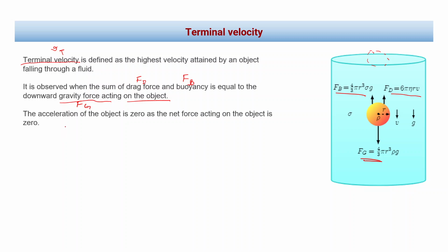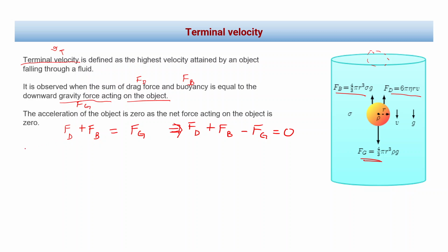If I write the equation, it will be the drag force, which is acting upward, plus the buoyant force, which is also acting upward, equal to the downward gravity force acting on the object. If I bring everything to the left side, all the forces acting on it will be 0, right? This is Fd plus Fb minus Fg equals 0. Or I can write it like this: upward force is equal to downward force. That means no acceleration is happening.